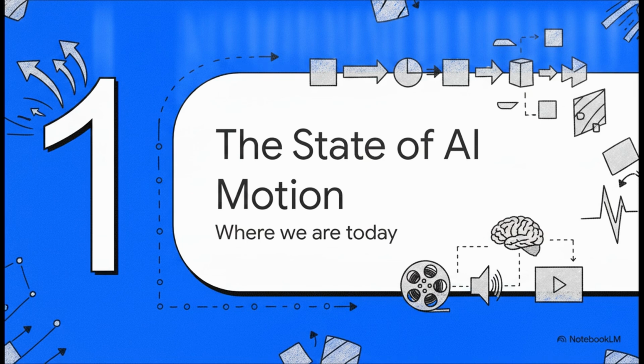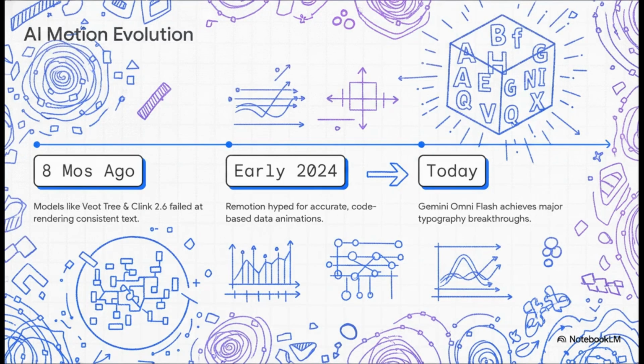So moving into section 1, the state of AI motion, let's look at exactly where this tech stands today without any of the fluff. I mean, think back just 8 short months ago. Text-to-video for motion graphics was, to put it mildly, a total mess. If you tried using models like VO3 or Clink 2.6 back then, they just couldn't render consistent motion, let alone readable text. It was basically a melting, chaotic hallucination.